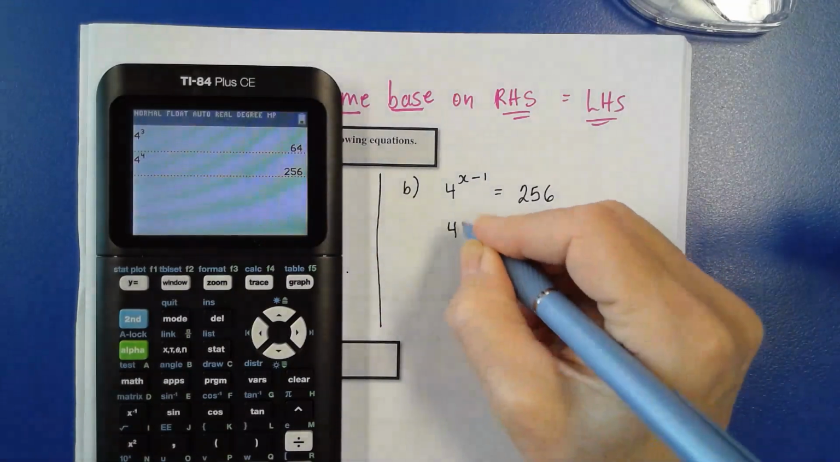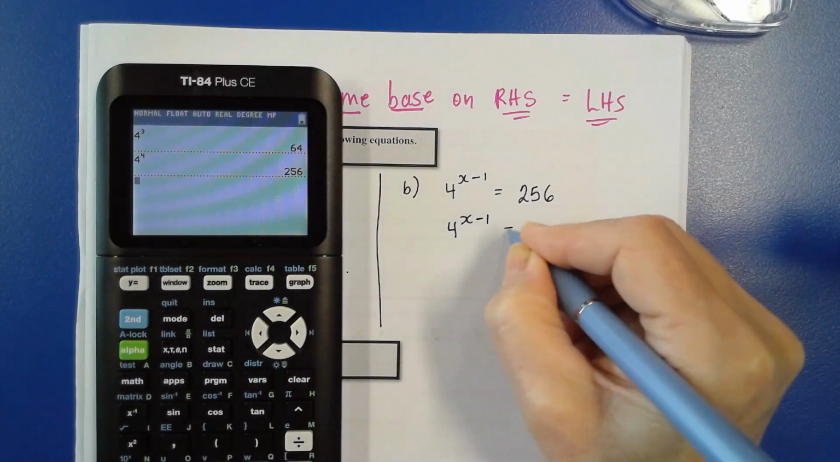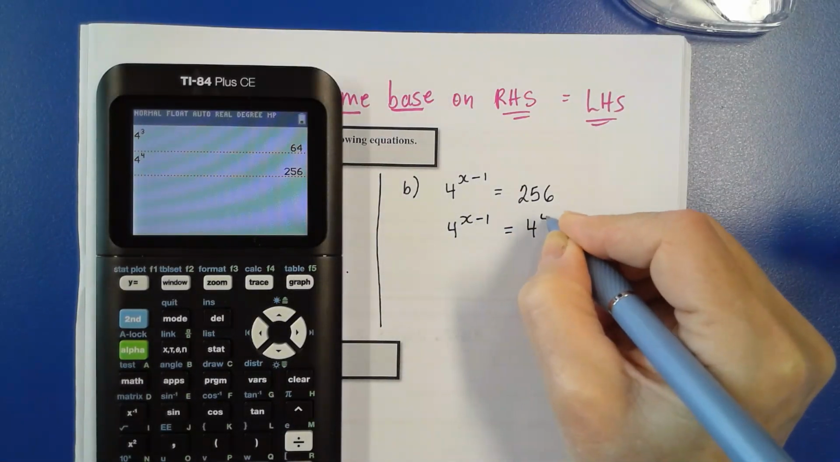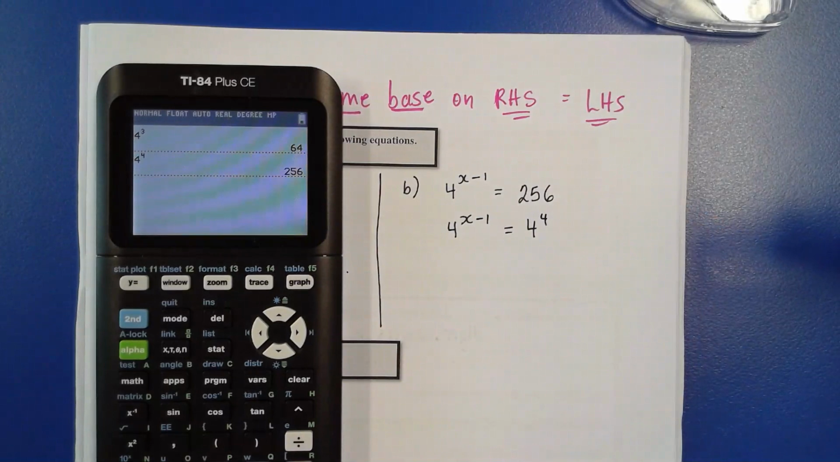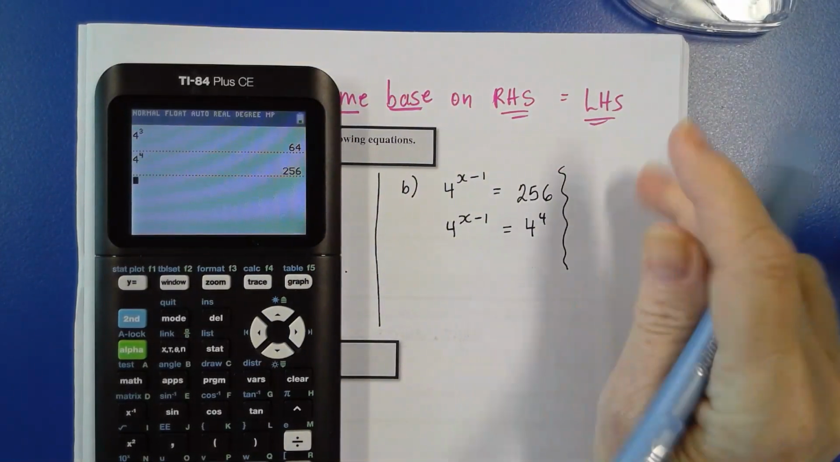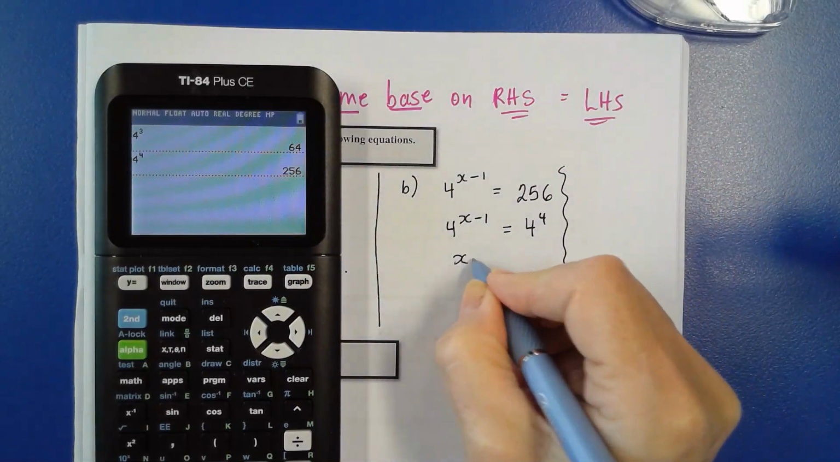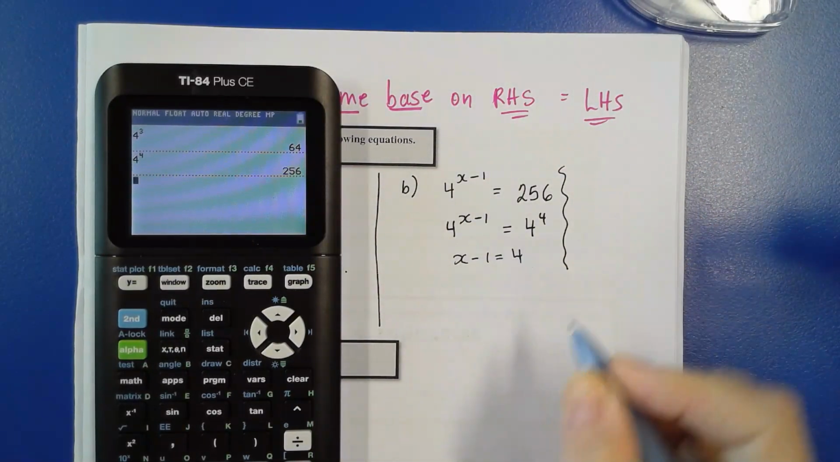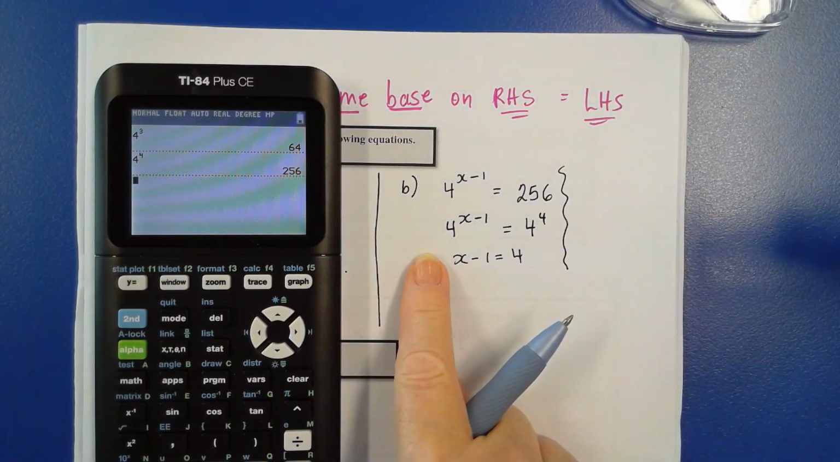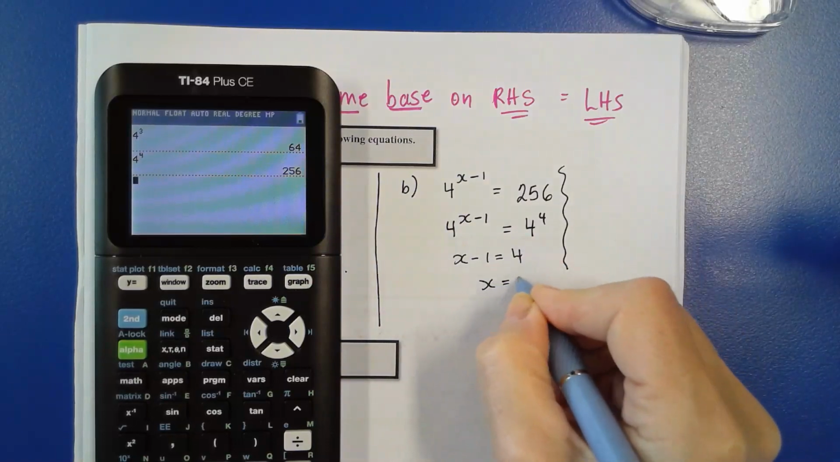And so I write it out. I equate the bases. I'm going to do another little example right next to that. So I go x minus 1 equals 4. I'm equating the indices. So x is 5.